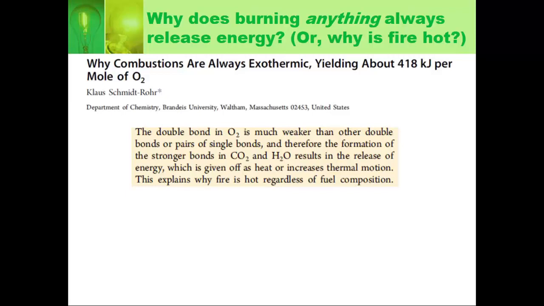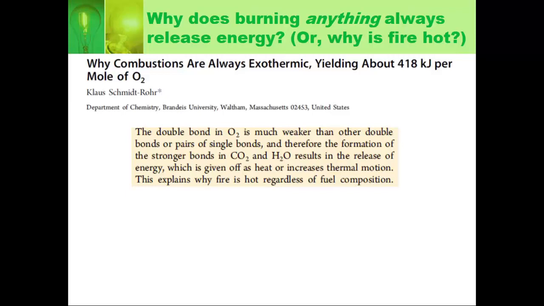Why is it that when you ignite a carbon-containing substance, there's no such thing as you ignite a carbon-containing substance and it gets cold? It always releases heat. And that actually doesn't have to be true. Why is fire always hot? It's not why is fire hot in one case, but why is fire always hot? Why does stuff always combust?